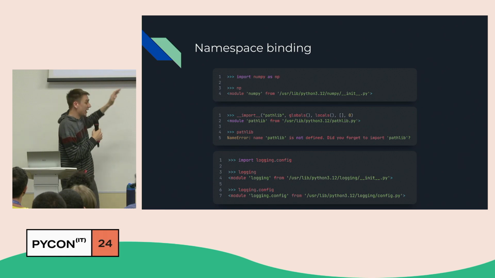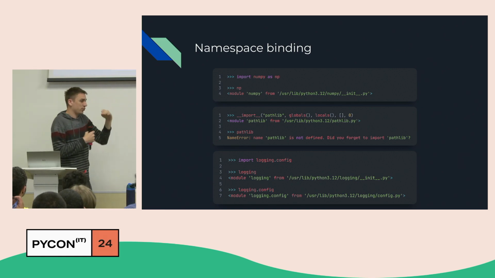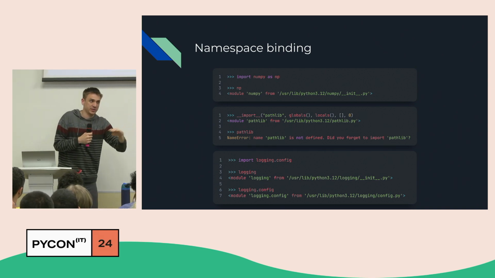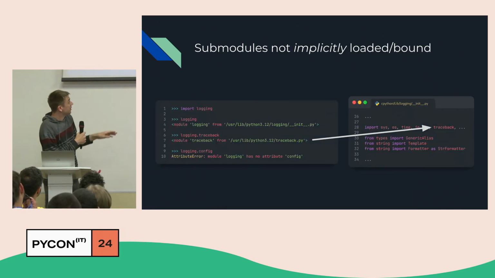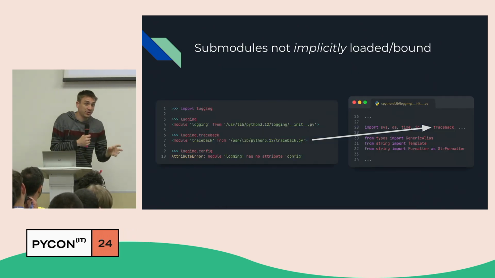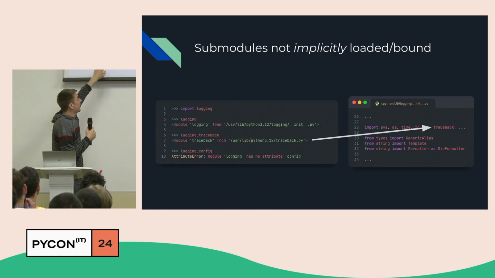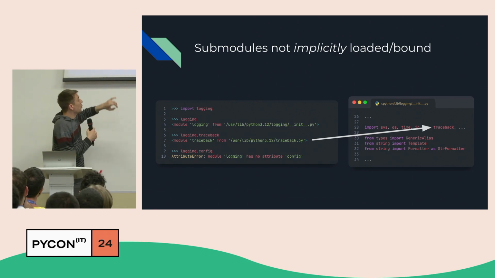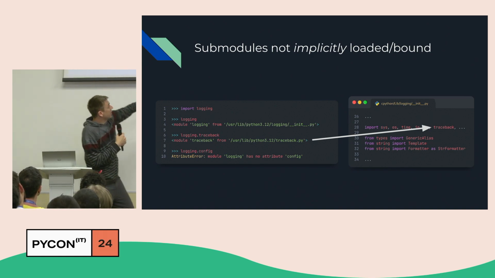And then if you do import x.y or logging.config, it needs to bind both logging to the outer namespace and then config to the inner namespace. So it's got to do multiple binding operations. Submodules are not implicitly loaded or bound to the namespace. And so in this case, logging has a config submodule, and it doesn't exist in the logging namespace because we didn't ask for it. But other modules can exist in the namespace because they are imported within the file.